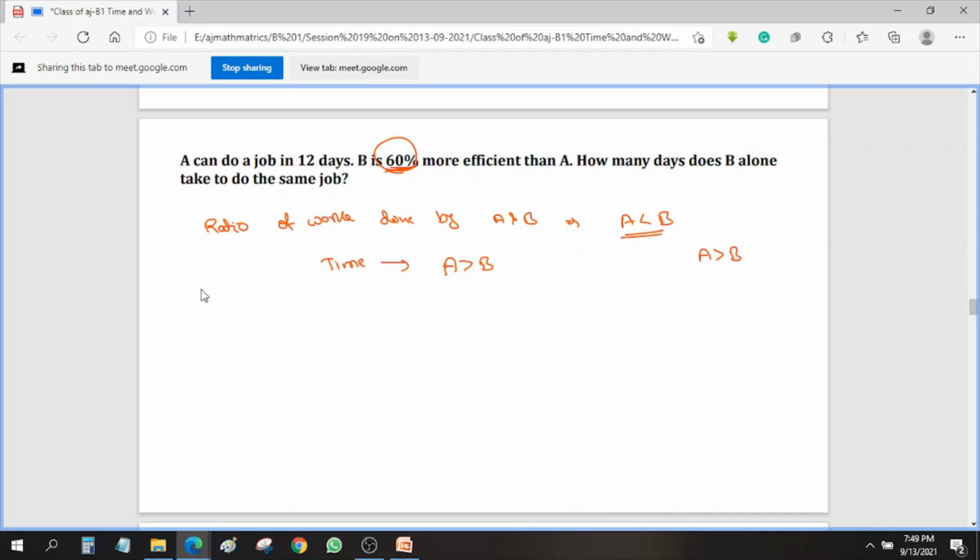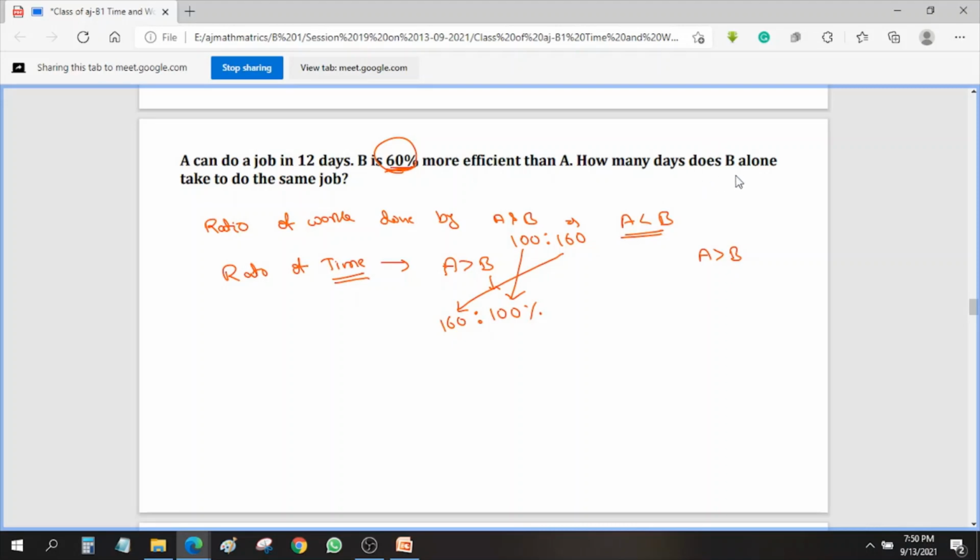So how much time? When we go with the ratio of times, here it is talking about percentage. So I am taking B as 100 percentage. If B is 100 percentage, A will take more time, which is 160 percentage. When it comes to work, if A is 100, B will be 160. But when it comes to time, that will be completely reversed. Time and work are inversely proportional, that we know. So this will get reversed.